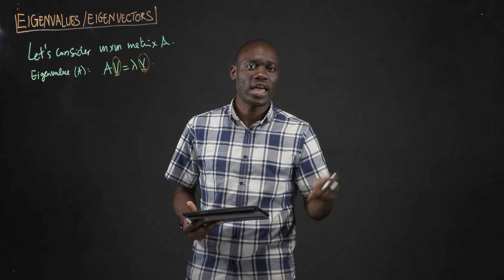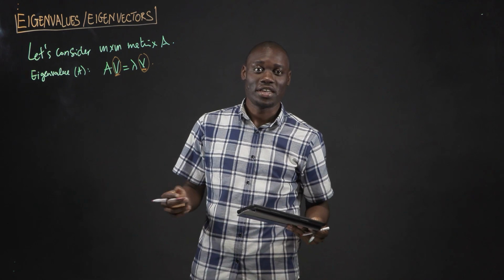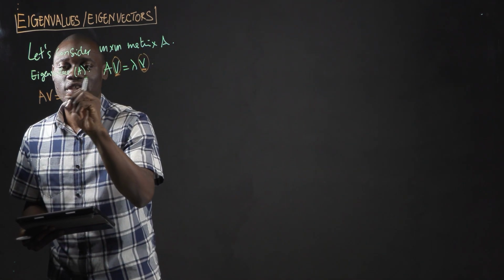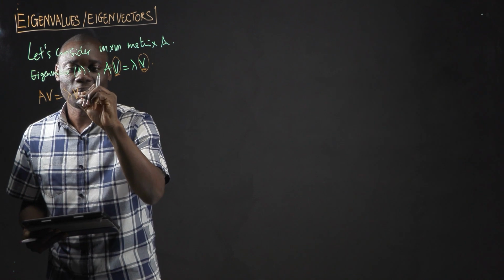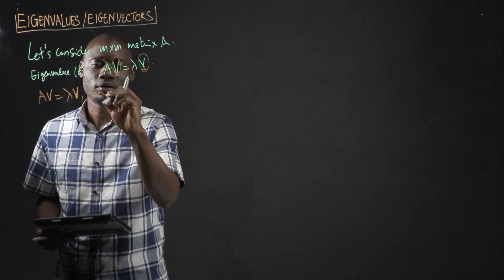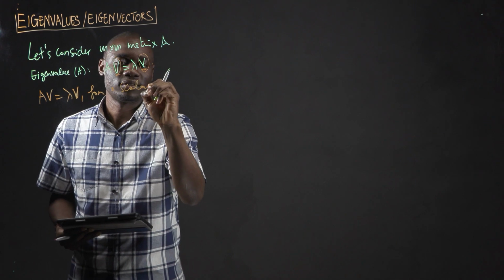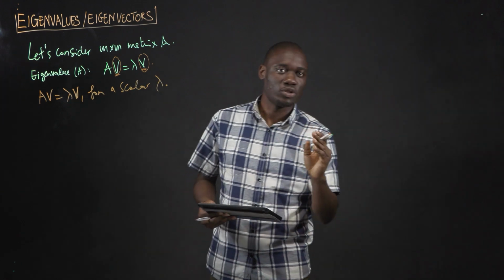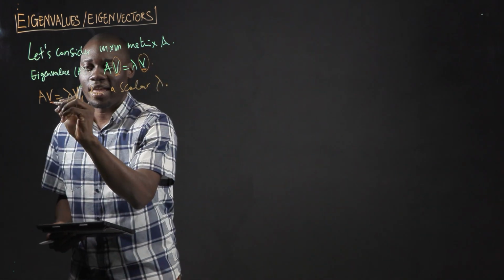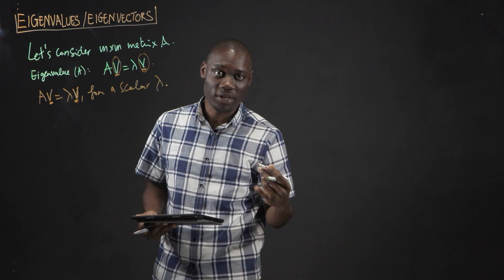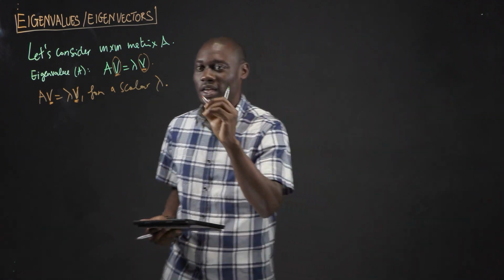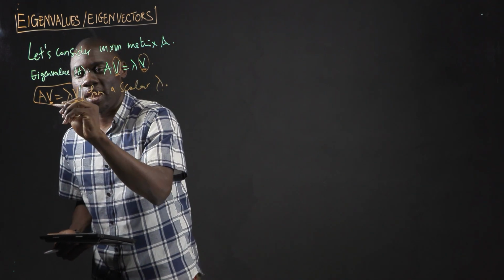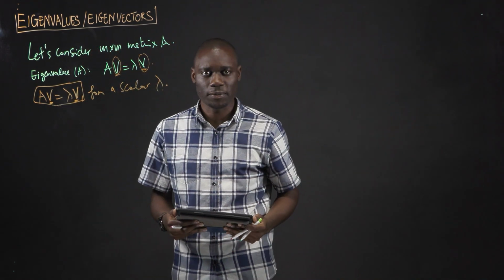Now, what's an eigenvector? An eigenvector is a non-zero vector V such that AV equals lambda V for a scalar lambda. So there are two things that you must keep in mind here: the eigenvector must be non-zero for a specific value of lambda, and number two, it must satisfy this equation AV equals lambda V.